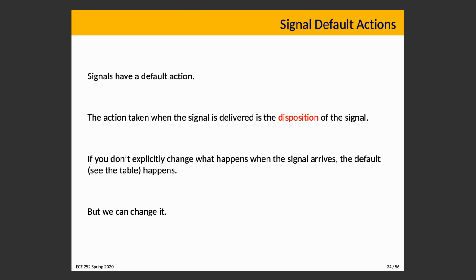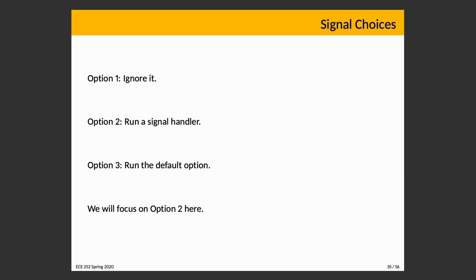And signals have a default action, and the default action matters quite a bit. The action is referred to as the disposition of the signal. If you don't explicitly change what happens, you get the default, which is what's in the table, but we can actually change it. And there are effectively three options for what we could do when we're going to handle a signal, when we want to override the default.